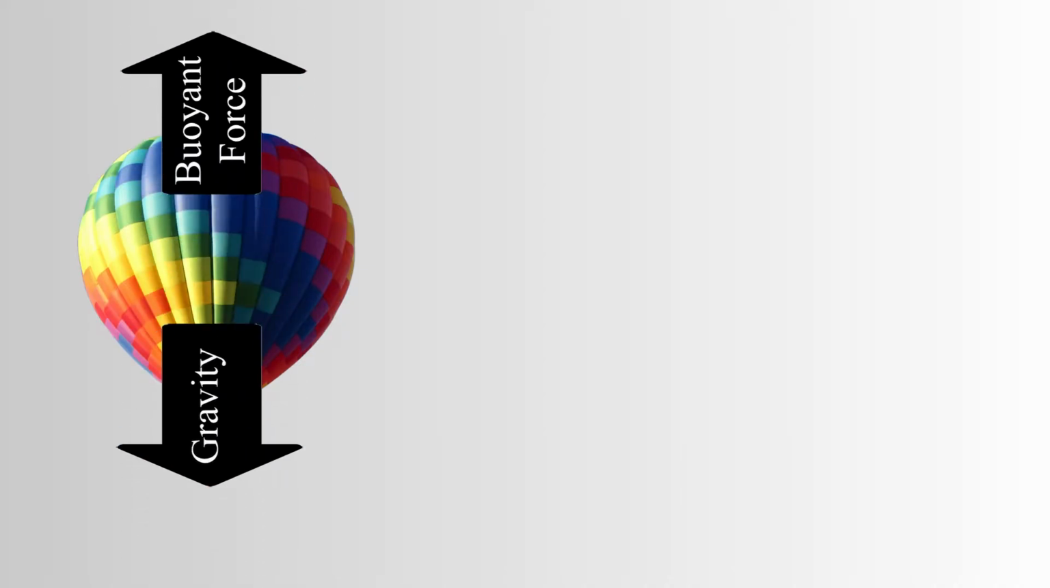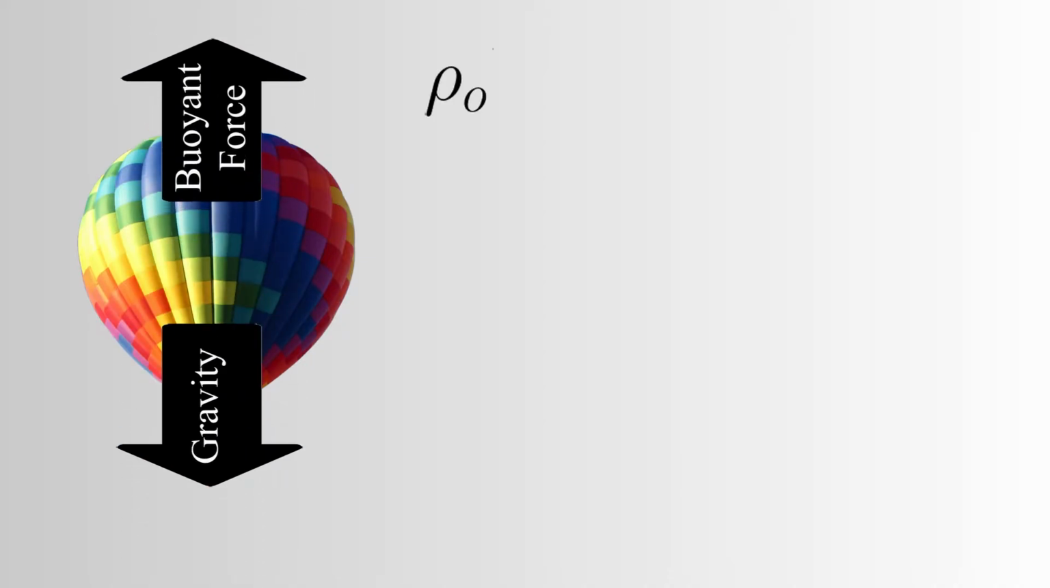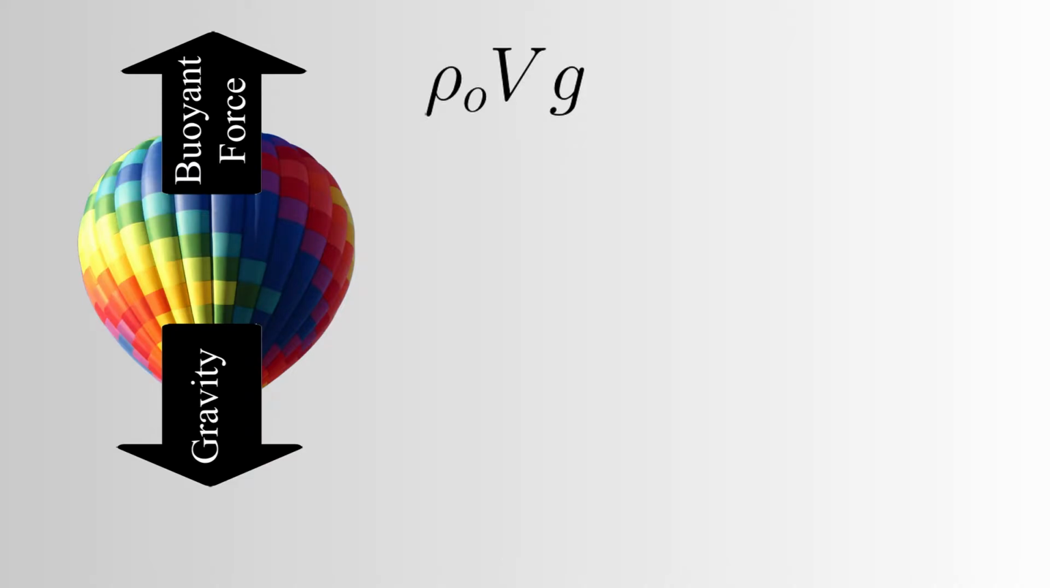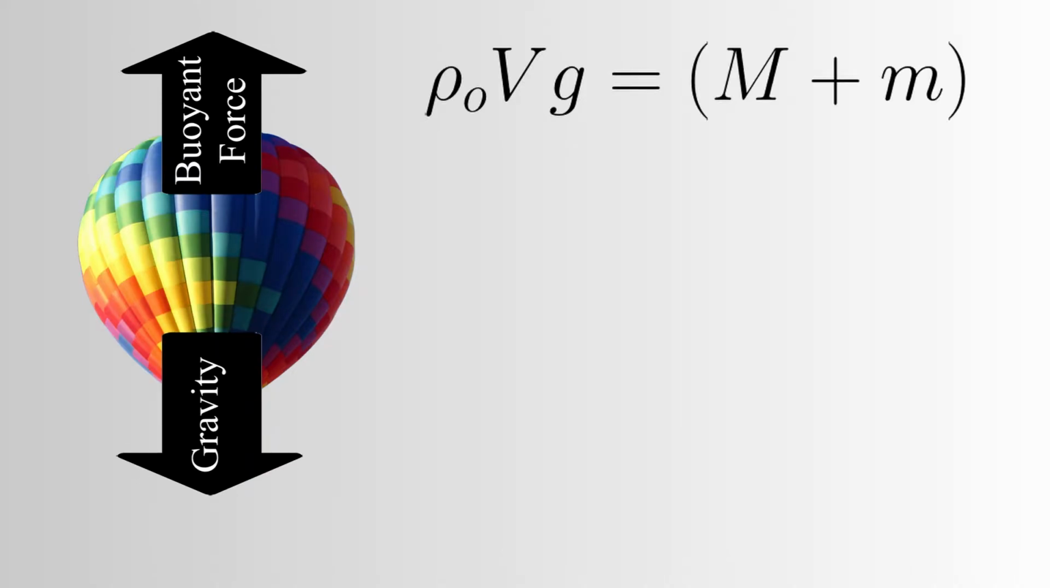To begin, we see that there are two forces acting on the balloon: the upward buoyant force and gravity. The buoyant force can be written as rho naught times the volume times gravity, where rho naught is the density of air outside of the balloon. This should be approximately equal to the force of gravity, which can be written as the combination of the mass of the balloon and its cargo plus the mass of the air inside the balloon, written as little m times g.